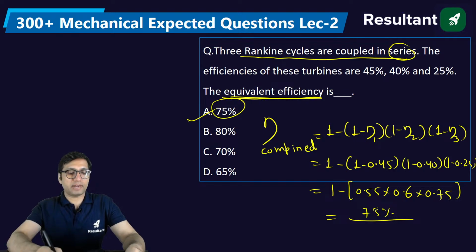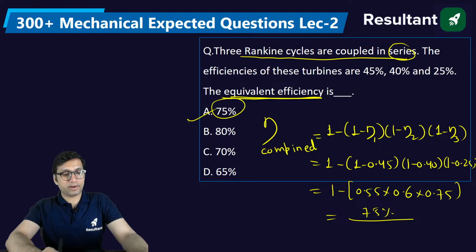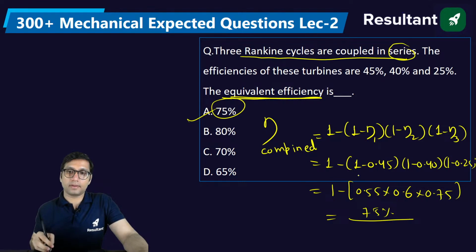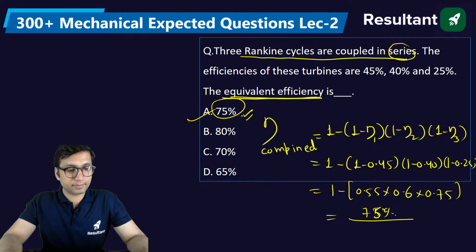It will be 75. Why are you getting 65%? This is 1 minus 0.45, then 1 minus 0.40, 1 minus 0.25. You will get 75 something, not 65. Please use your calculator. Okay.